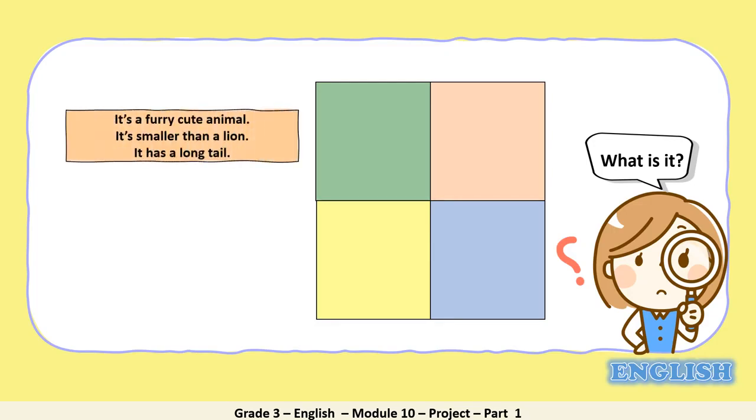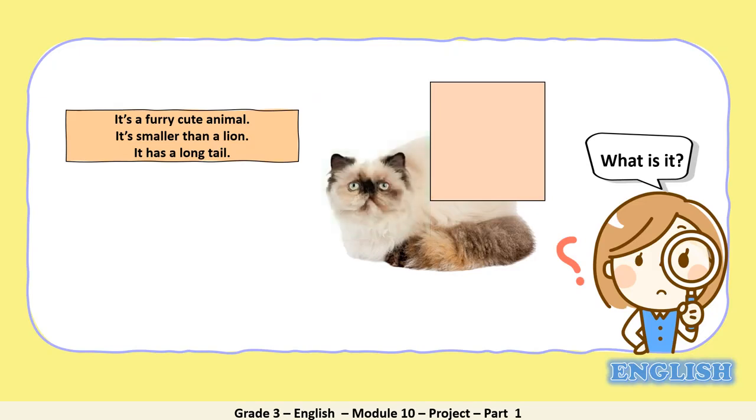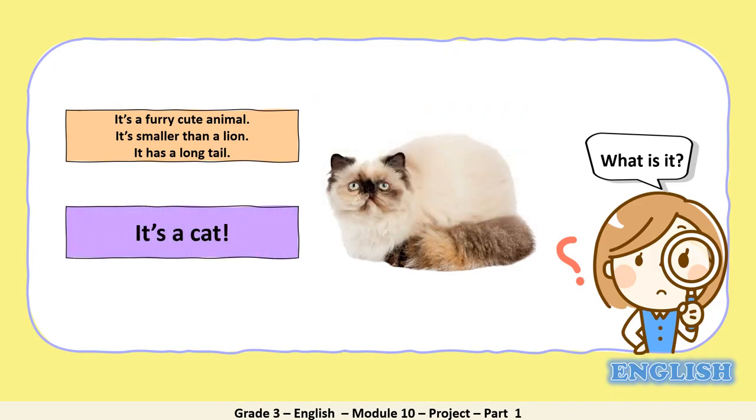It's a very cute animal. It's smaller than a lion. It has a long tail. What is it? It's a cat. Well done. Let's try another one.